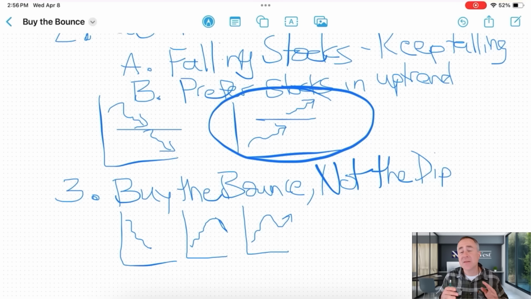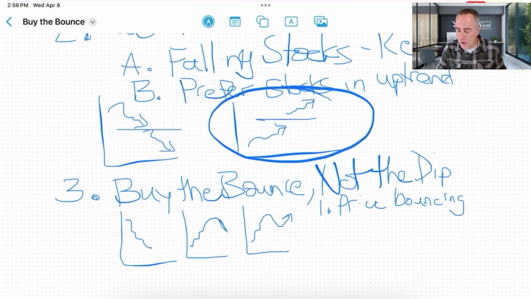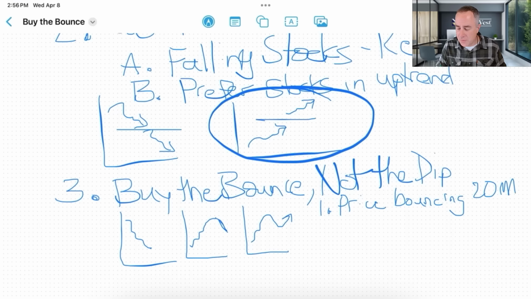So there's 4 things that we look for to tell us that the stock has bounced and started to go back up. Number 1, look at price bouncing off the 20-day moving average. And we'll look at an example of this. So it's going to come down, hit the 20, and go back up.